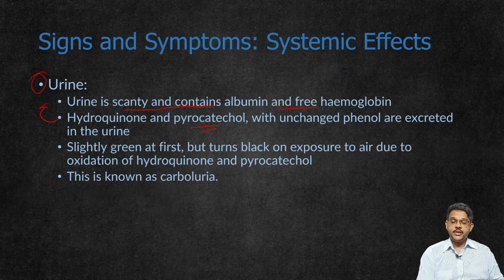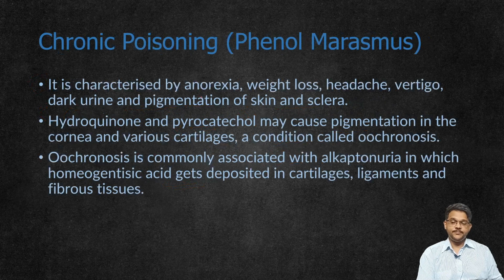Once excreted, they are grayish green in color and turn black on exposure to air because of oxidation. Hydroquinone and pyrocatechol are usually green in color. They are excreted along with some unchanged phenol. They are green at first because of hydroquinone and pyrocatechol and turn black on exposure to air due to their oxidation. This change in the color of the urine to black is known as carboluria, because of the presence of carbolic acid derivatives.